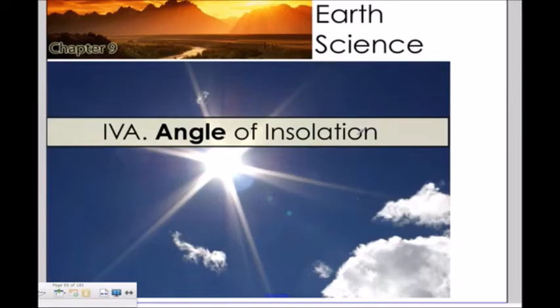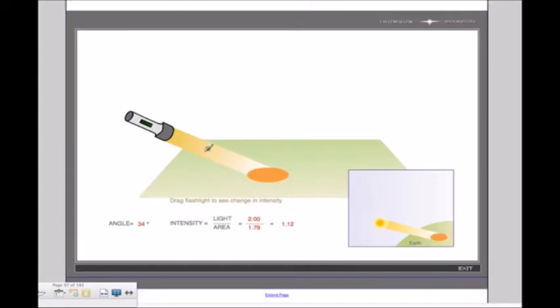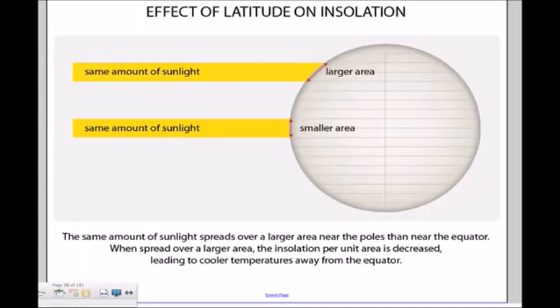So the first issue to deal with in insolation is its angle. The greater the angle of insolation, the more intense the sunshine will be. So if you have an area where the angle is very high, in this case 90 degrees, the sunlight will be condensed into a very small area and it will give you a much higher intensity. So this small area will have a higher intensity of insolation.